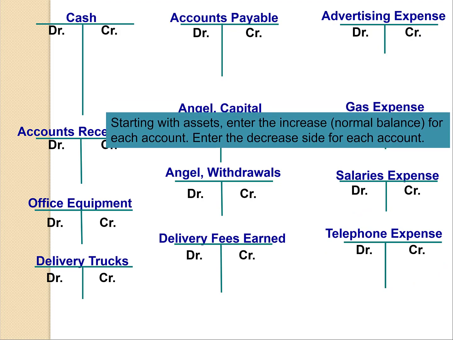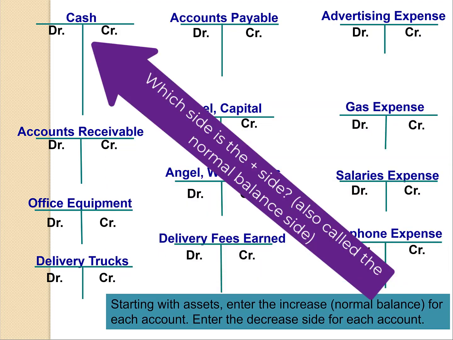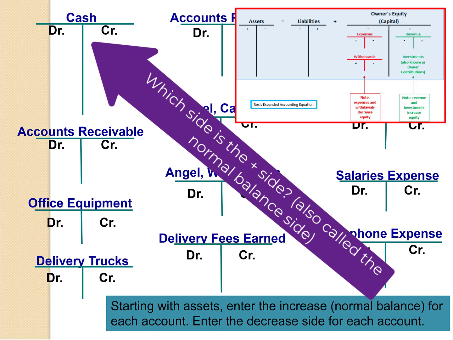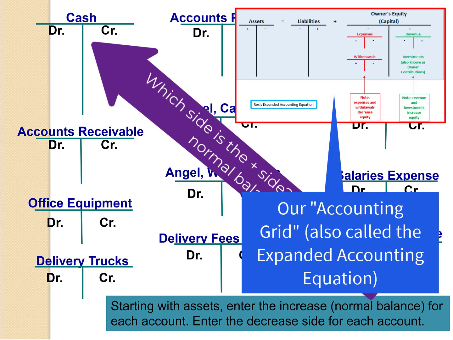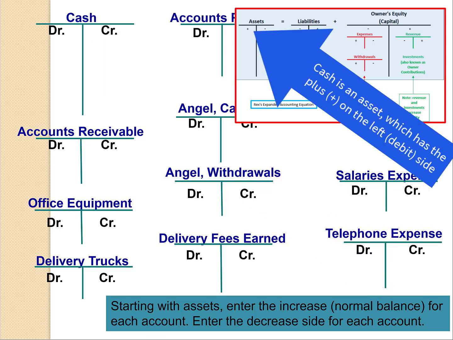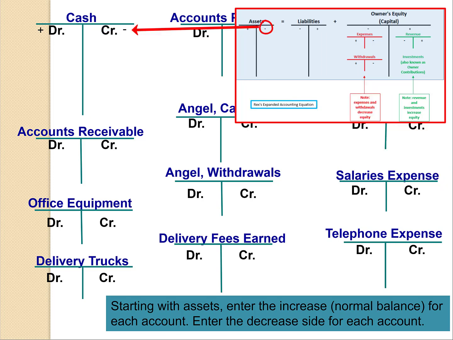All right, now starting with assets, we want to enter the increase, which is the normal balance side, for each account. The increase side is just the plus side, and then we want to write the decrease side for each account. So let's consult our accounting grid, and starting with cash, first of all, cash is what type of account? Cash is an asset. So which side is the plus side for cash? It's the debit side. Now I'm a visual person, so instead of saying debit, sometimes I'll say left side. And then that means that the minus side is the opposite side, the credit side.